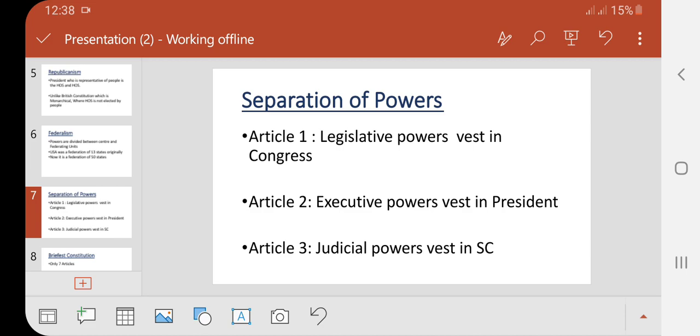Another important feature of the US Constitution is the separation of powers. The powers are separated between the main branches of the government. Article 1 vests all the legislative power in Congress. Article 2 vests all the executive power in the President. And Article 3 vests all the judicial power in the Supreme Court.